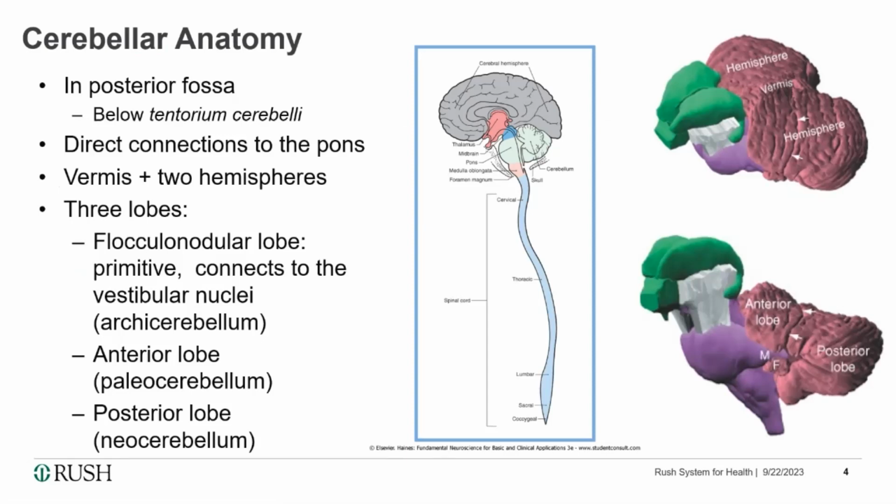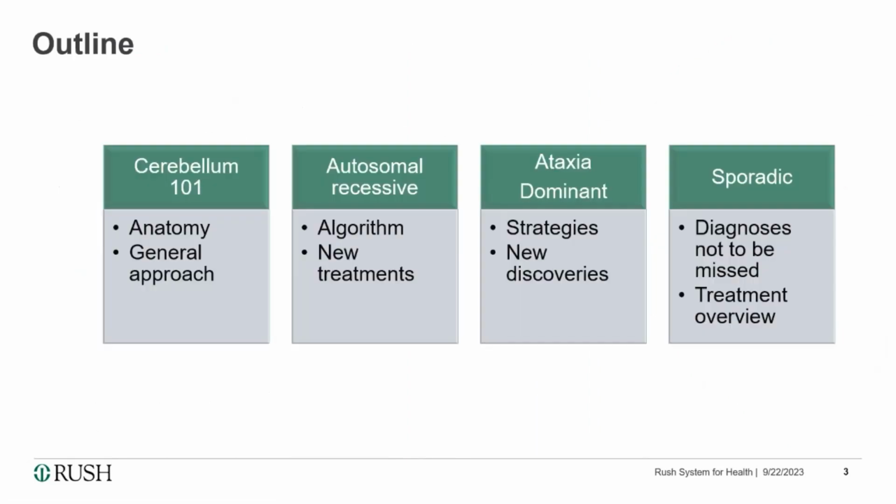This is what I'll be talking about today. If we go back one slide, I'm going to start first with a little bit of an overview of cerebellar anatomy. We'll talk a little bit about some different forms of cerebellar ataxias, and then end discussing sporadic cerebellar ataxia. I like to start with the anatomy and general approach.